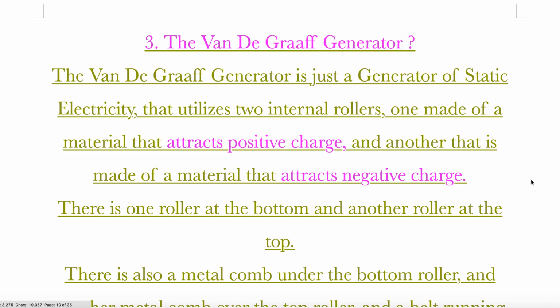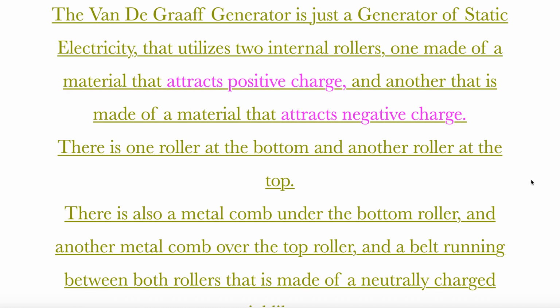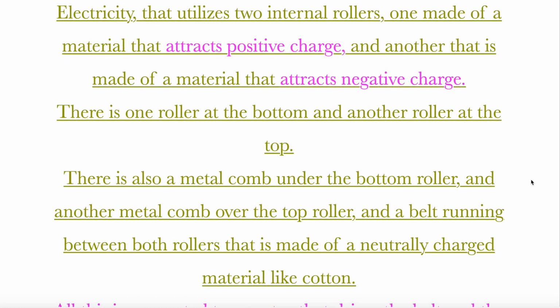3. The Van de Graaff Generator. The Van de Graaff Generator is just a generator of static electricity that utilizes two internal rollers, one made of a material that attracts positive charge and another that is made of a material that attracts negative charge. There is one roller at the bottom and another roller at the top. There is also a metal comb under the bottom roller and another metal comb over the top roller, and a belt running between both rollers that is made of a neutrally charged material like cotton.